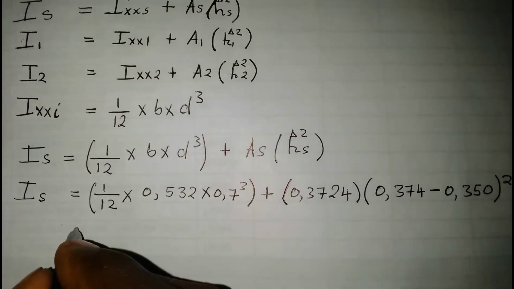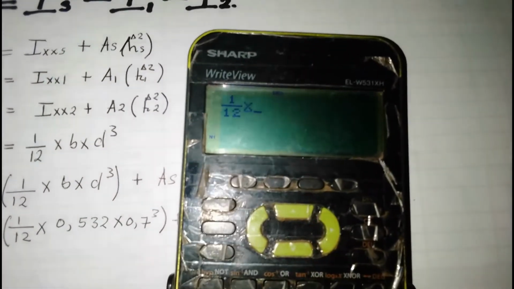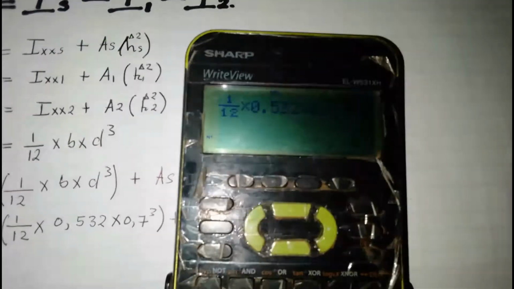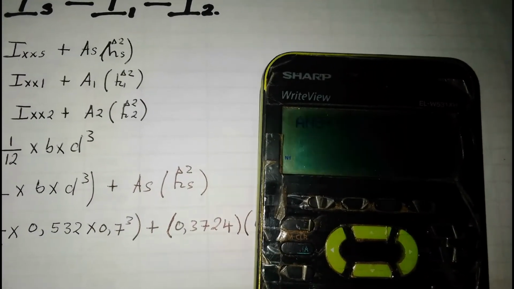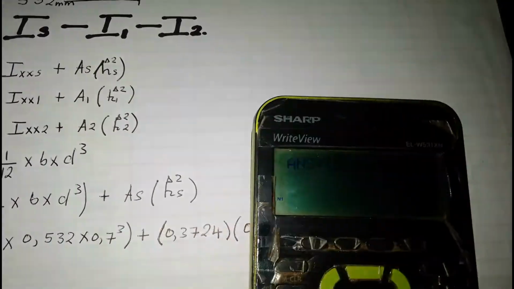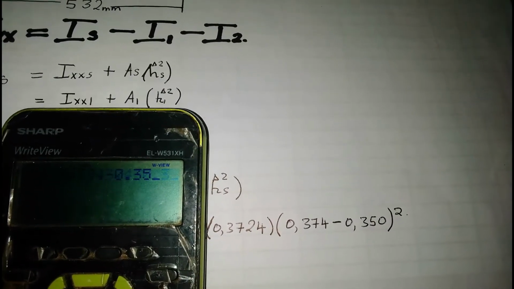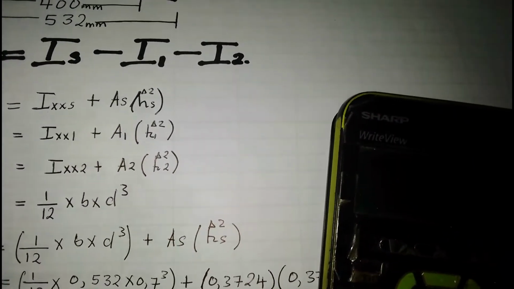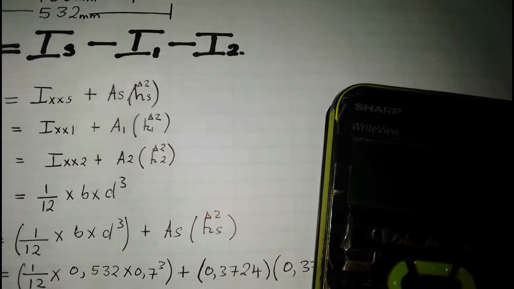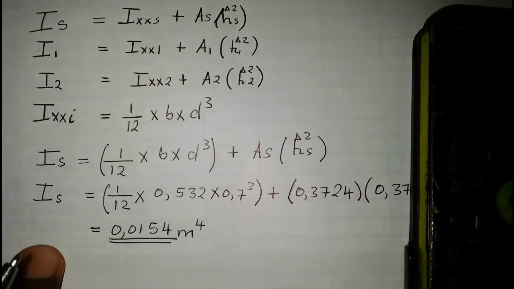Let's put these figures in the calculator and see what we get. For 1 over 12, multiply it with 0.532 and 0.7 cubed, and we're going to add 0.3724, multiplied by 0.374 subtract 0.35, squared. We get something like 0.0154. So this is I for the solid part.